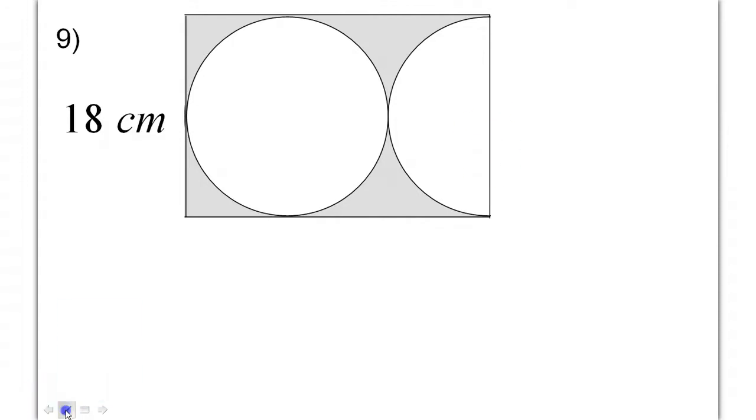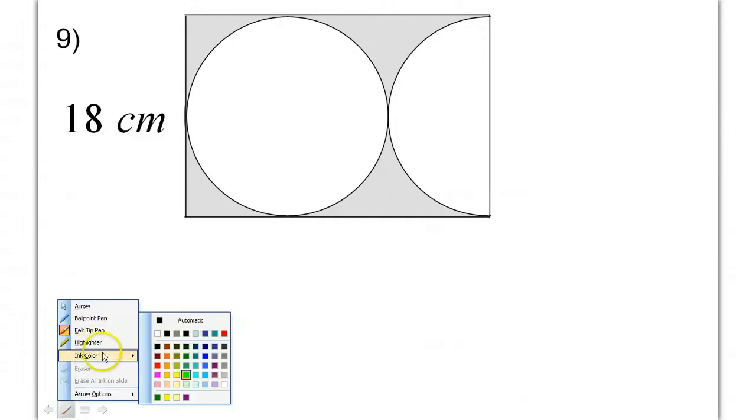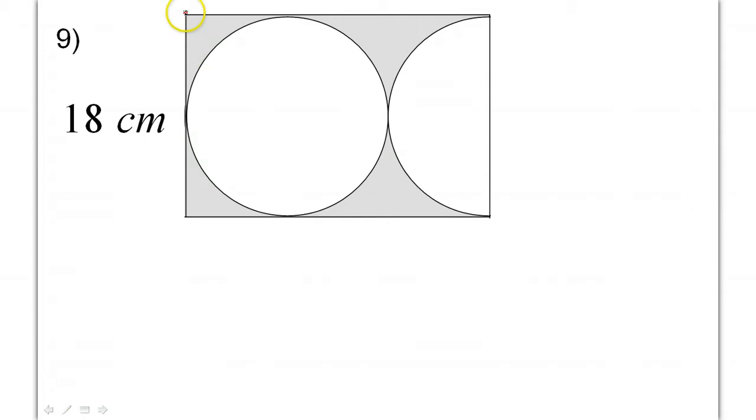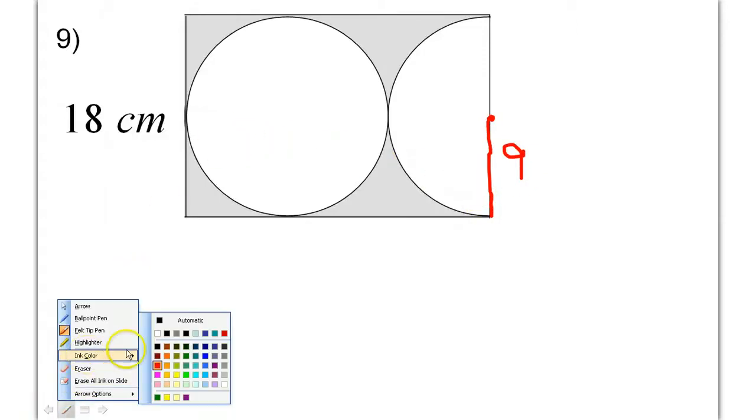Okay, let me get that marked on here. Victoria is saying, look, the diameter is 18. You can tell that from the side of the rectangle. That means the radius must be half that, so the radius is going to be 9. Okay, keep going. And then you know the top length, because it's basically 3 radiuses lined up, circles. So you do 9 times 3, that's 27.